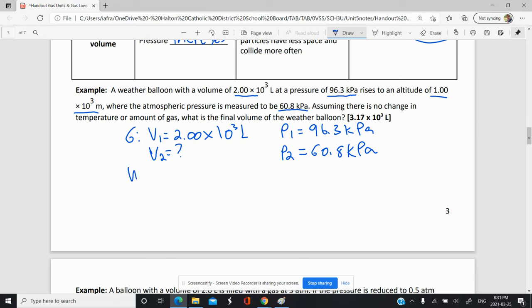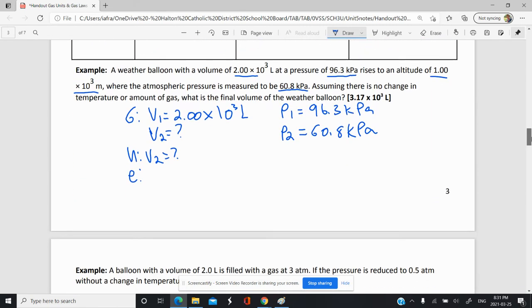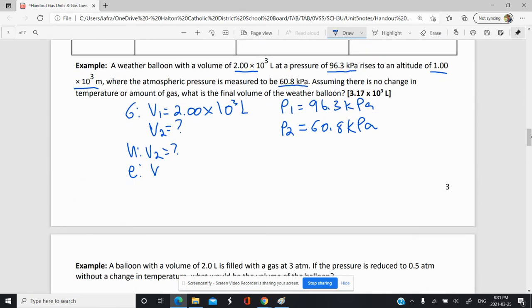So our unknown is our V2. And we know that this is one of those relationships between pressure and volume. As we saw previously, it's an inverse relationship. So volume is going to be inversely proportional to pressure. So it's basically proportional to 1 over P. Okay, so volume is proportional to 1 over P. It's inversely proportional to pressure, in other words.